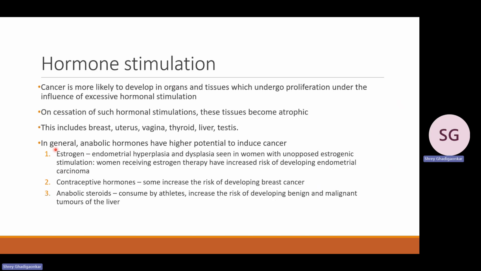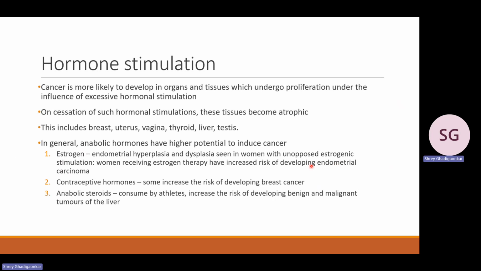So when we talk about estrogen, especially in postmenopausal women who take estrogen hormonal therapy, mainly for osteoporosis, estrogen can induce endometrial hyperplasia and dysplasia, which is, as mentioned, seen in women with unopposed estrogenic stimulation, which can lead to endometrial carcinoma.